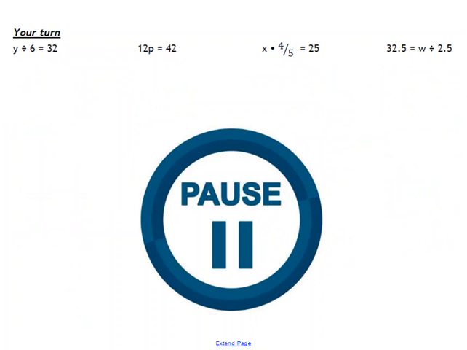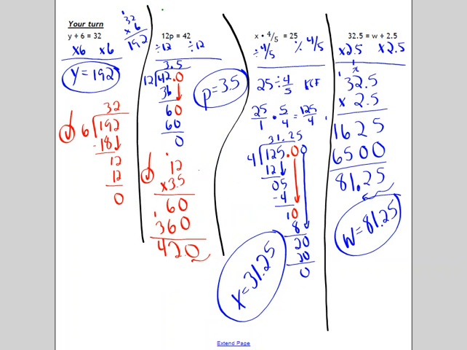All right, these next 4, I want you to try these on your own. And again, pause the video and then turn it back on when you're ready to check. All right, here are your 4 answers for that. In the first one, y had a value of 192. In the second one, p had a value of 3.5.